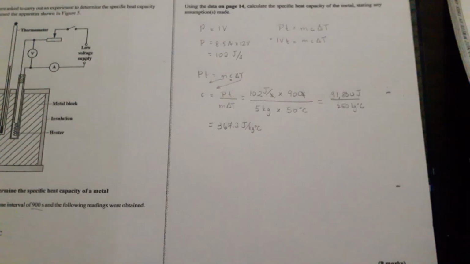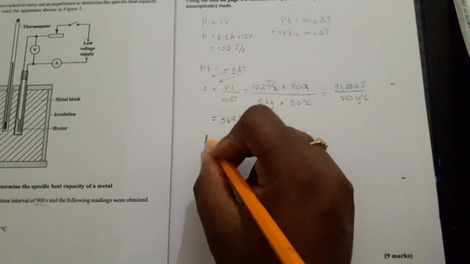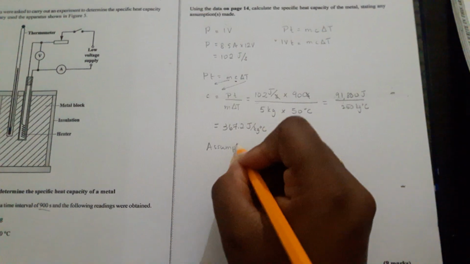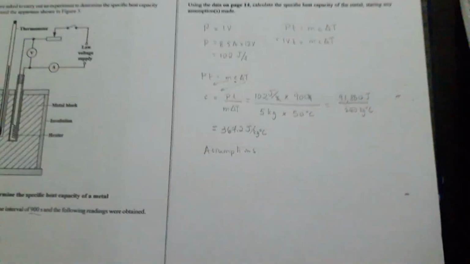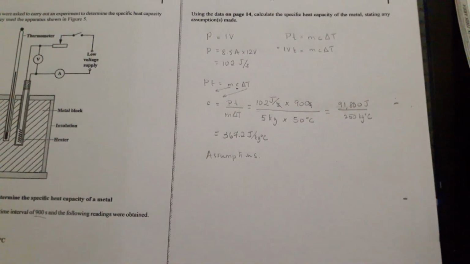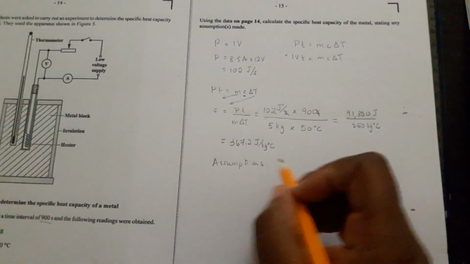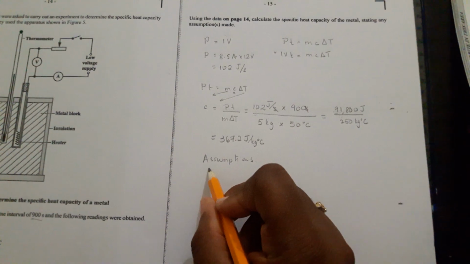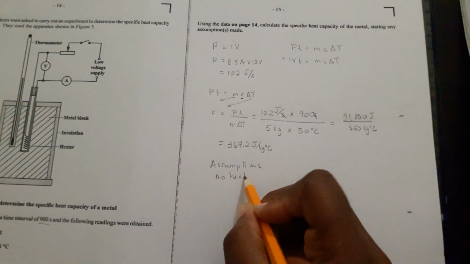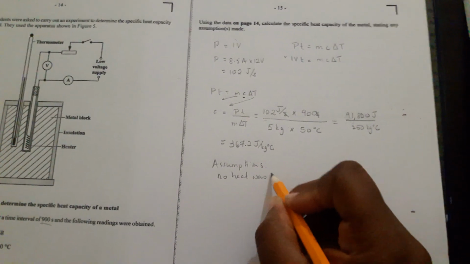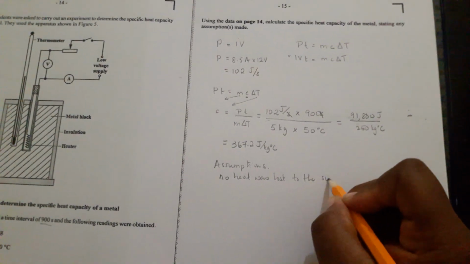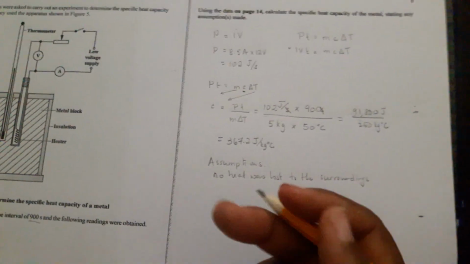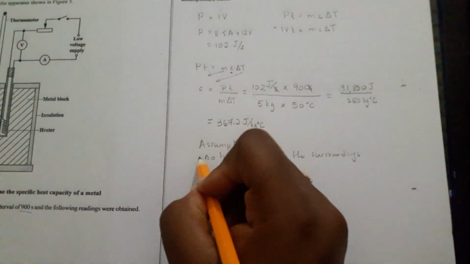Then they told us to state some assumptions. So assumptions would be things that you're gonna say about the lab. Let's say just assuming that the lab went perfect because of these reasons. The lab went perfect because possibly no heat was lost to the surroundings. So that's one. It doesn't have to be what you have, but that's one of mine.